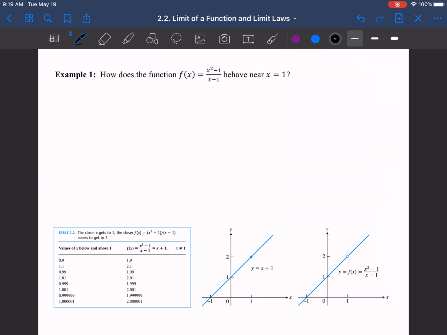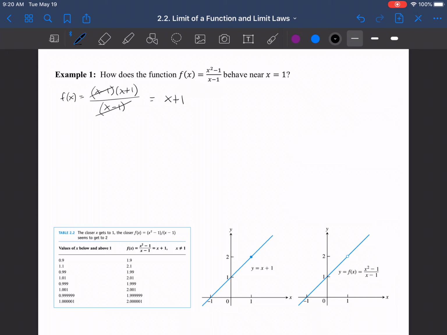How does the function x squared minus 1 over x minus 1 behave near x equals 1? Now, if you look at this, we can say f of x equals x minus 1 times x plus 1 in the numerator. That's x squared minus 1, right? It's the difference of two squares over x minus 1, which means you might be tempted to just cancel them out and say, hey, this equals x plus 1.